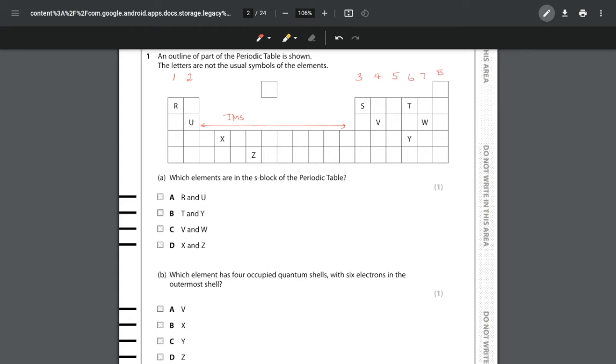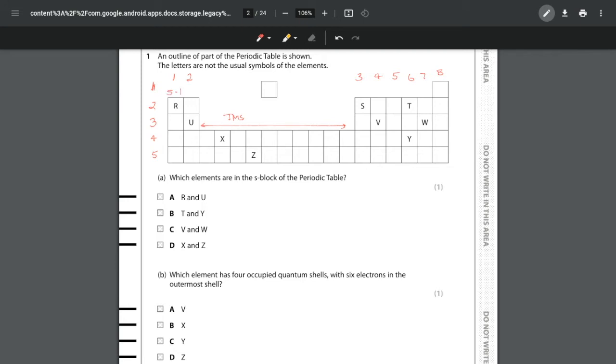We can also label the periods, and please remember that the helium that would be on the top of the noble gases, that is the first period. So period 1 is there, and then the line beginning with R is period 2, and then 3, 4 and 5. And we can also label the blocks.